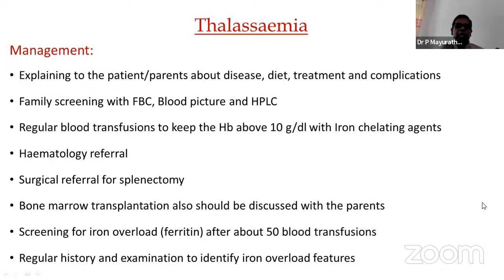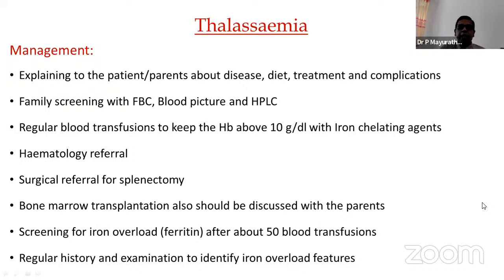So we have to explain to the patient as well as the parents not only about the disease, we have to talk something about the diet and the treatment complications, because thalassemia major patients are not going to be normal people when they age. Because of the frequent blood transfusion, the iron overload and the complications, they will be having problems.